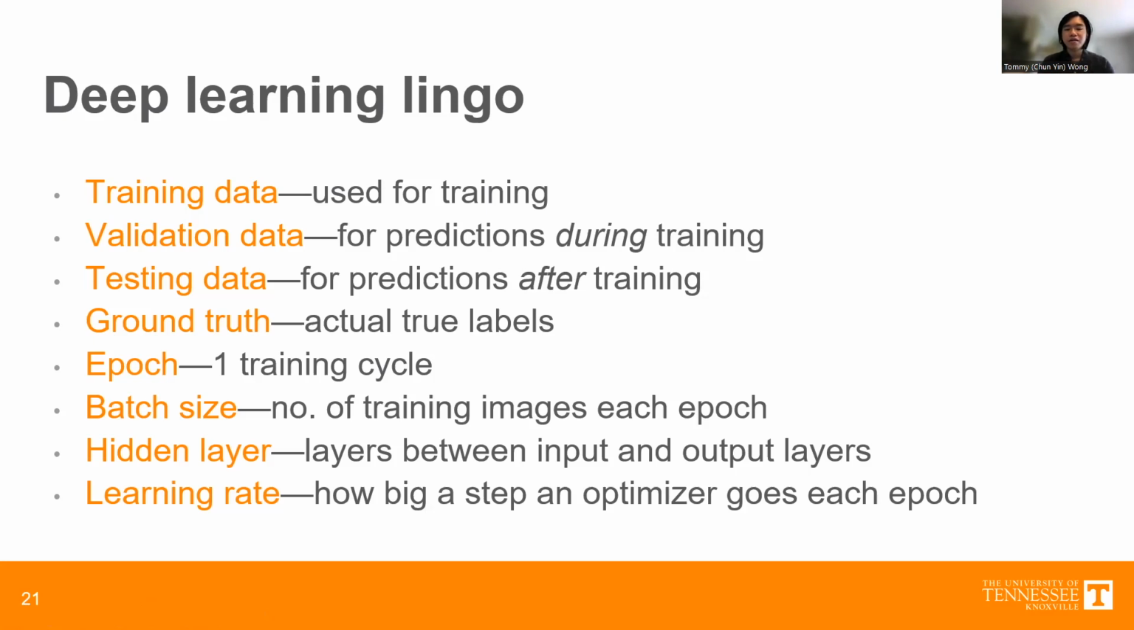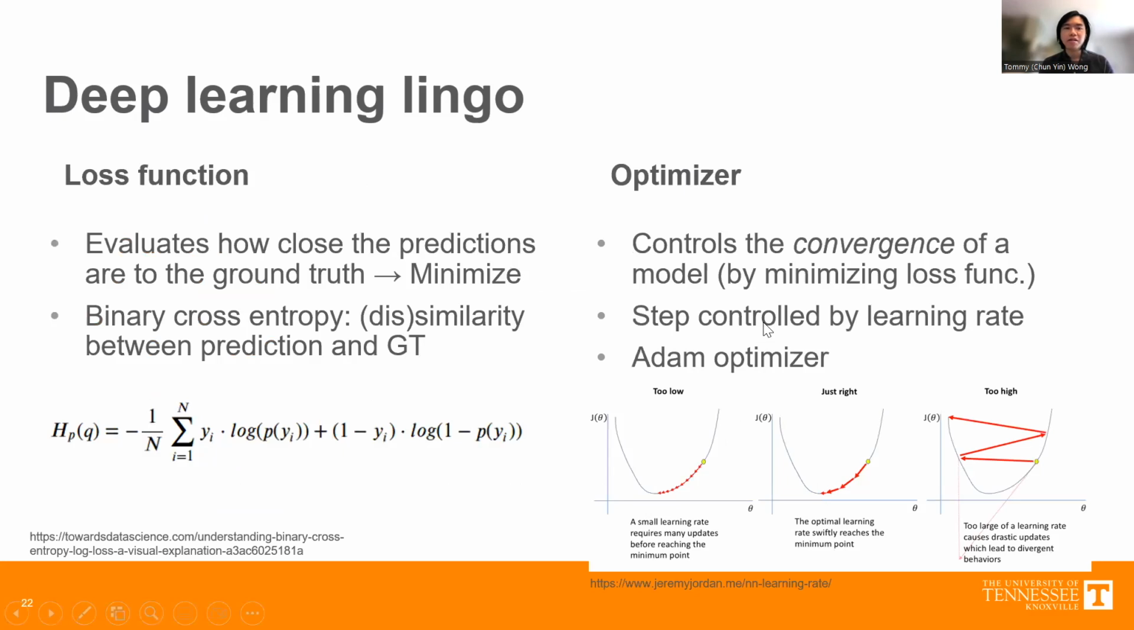Hidden layers are the layers that are between the input and output layers, and it's one parameter that you could typically tweak. So the number of hidden layers determines the complexity of your network, aside from the size of the filters that are in each layer. And the learning rate is basically how big a step an optimizer takes for each epoch. And it'll become more clear in the next slide what the learning rate does.